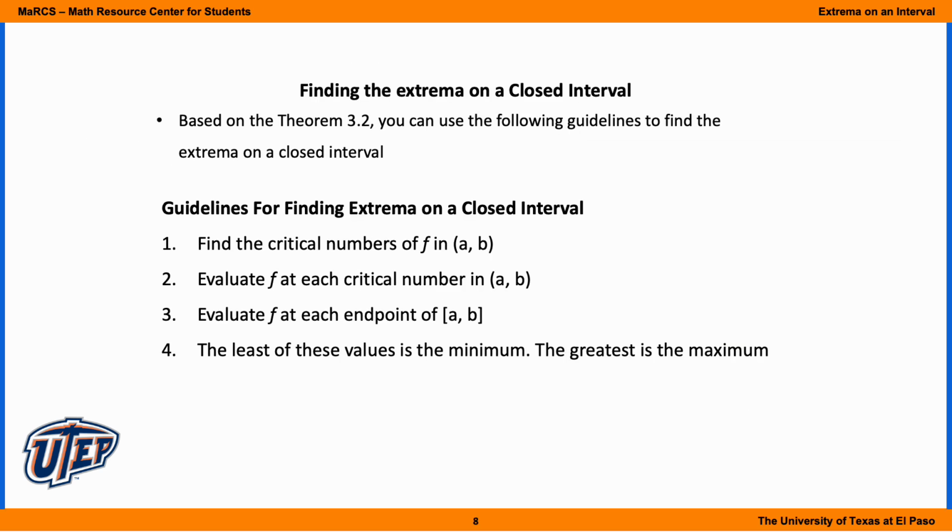So based on theorem 3.2, you can use the following guidelines to find the extrema on a closed interval. The first guideline is to find the critical numbers of f in the open interval (a, b). Evaluate f at each critical number in the open interval (a, b). Evaluate f at each endpoint of the closed interval [a, b]. The least of these values is the minimum. The greatest is the maximum.